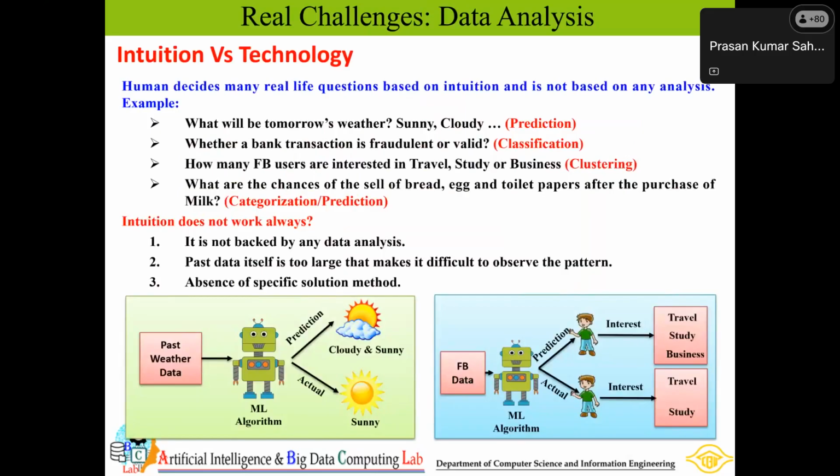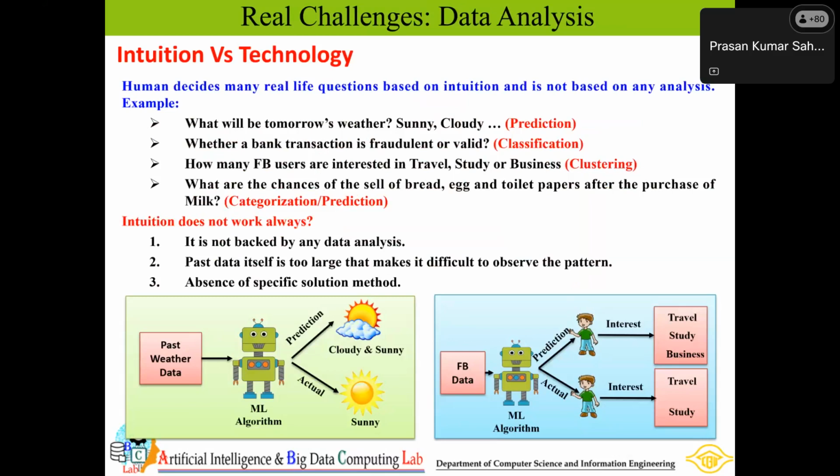That's why I'm mentioning here intuition versus technology. Humans decide many real life questions based on intuition, not based on any analysis. For example, what will tomorrow's weather be? If today is sunny, maybe tomorrow will be rainy or cloudy. We may guess, we may predict, based on our intuition. That prediction may be accurate, but it may not be.